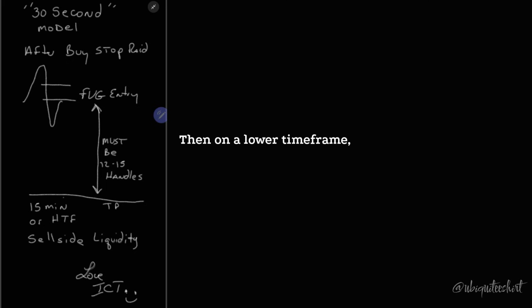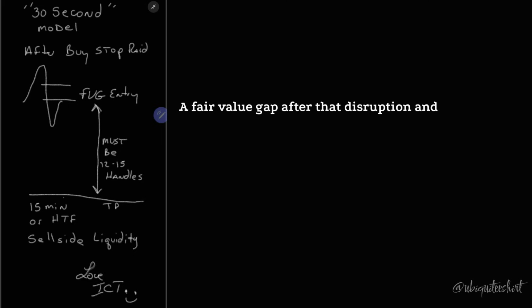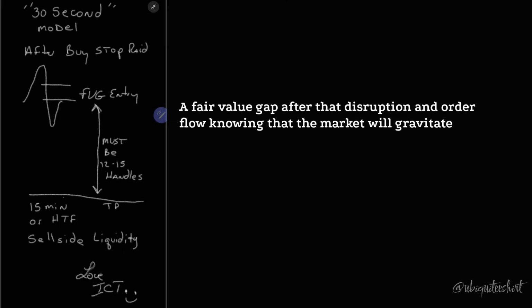Then on a lower time frame, it can be a 5 second chart. It could be a 1 second chart. It doesn't matter. But I gave him a 30-second chart because it's easy to get in there and take a fair value gap after that disruption in order flow, knowing that the market will gravitate towards that liquidity. We need not see it trade to it.